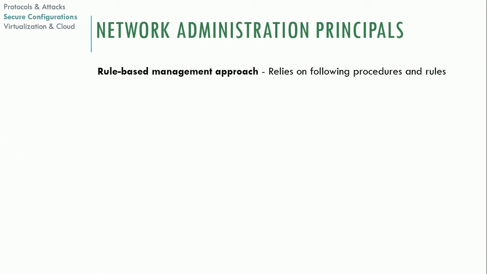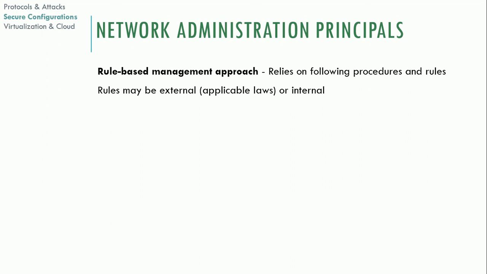So we reviewed some various protocols and attacks, and now we'll talk about using network devices in a secure way. So, talking about secure network configurations, one of the first things we talk about is rule and role-based network device configuration. So the rule-based management approach is basically when we use rules in a device to make a decision as to what to do with traffic on a network.